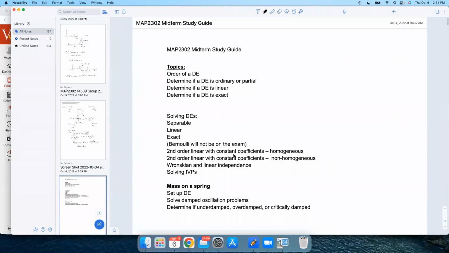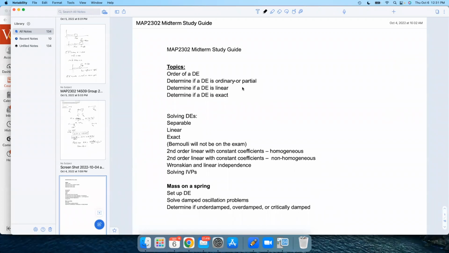A lot of this is from test one, of course, right? And the midterm covers everything up to now. So we get the order of a DE. If you just look at it, the highest derivative is the order. Determining if a DE is ordinary or partial. If you see the partial symbol, that's not one you should get wrong. Sometimes people do, and it confuses me.